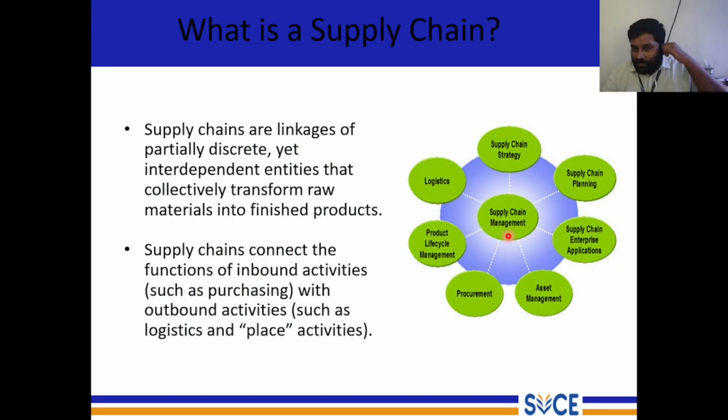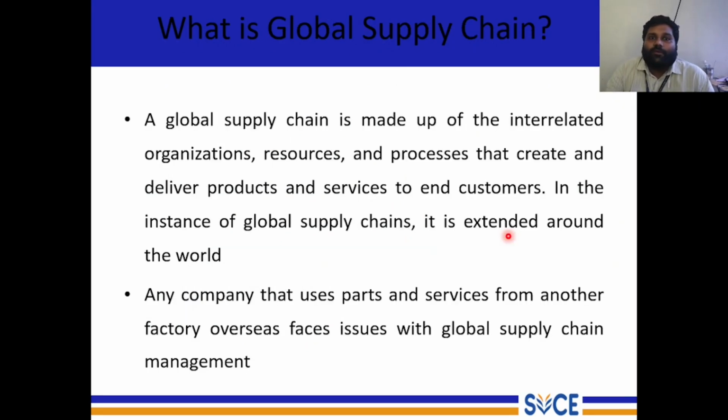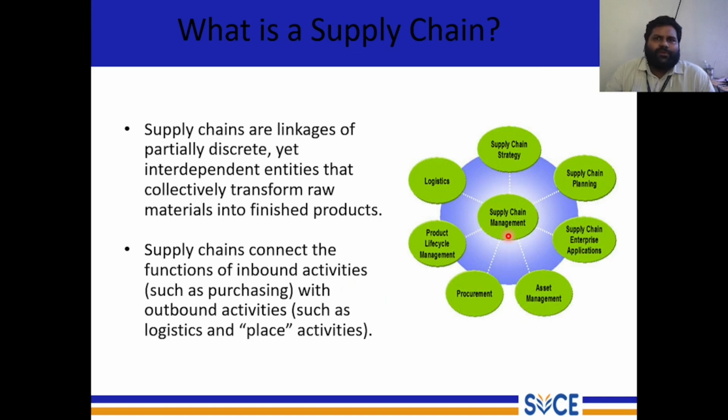So here we're going to see mostly about what is a global supply chain. Before that, we'll just have a small go through what is the supply chain. This is a linkage of partially discrete yet interdependent entities that collectively transform raw materials into finished goods. Supply chain connects the functions of inbound activities, that is, purchasing, with outbound activities such as logistics and fulfillment activities.